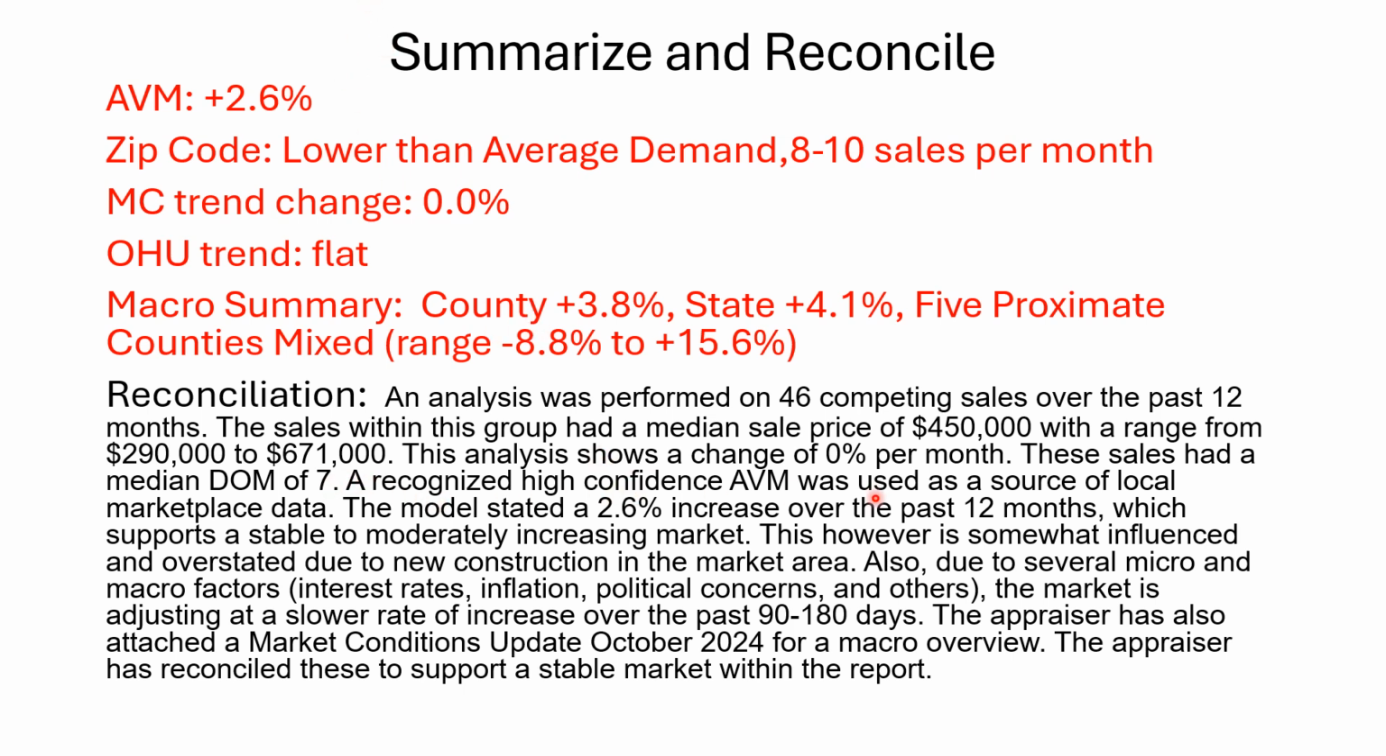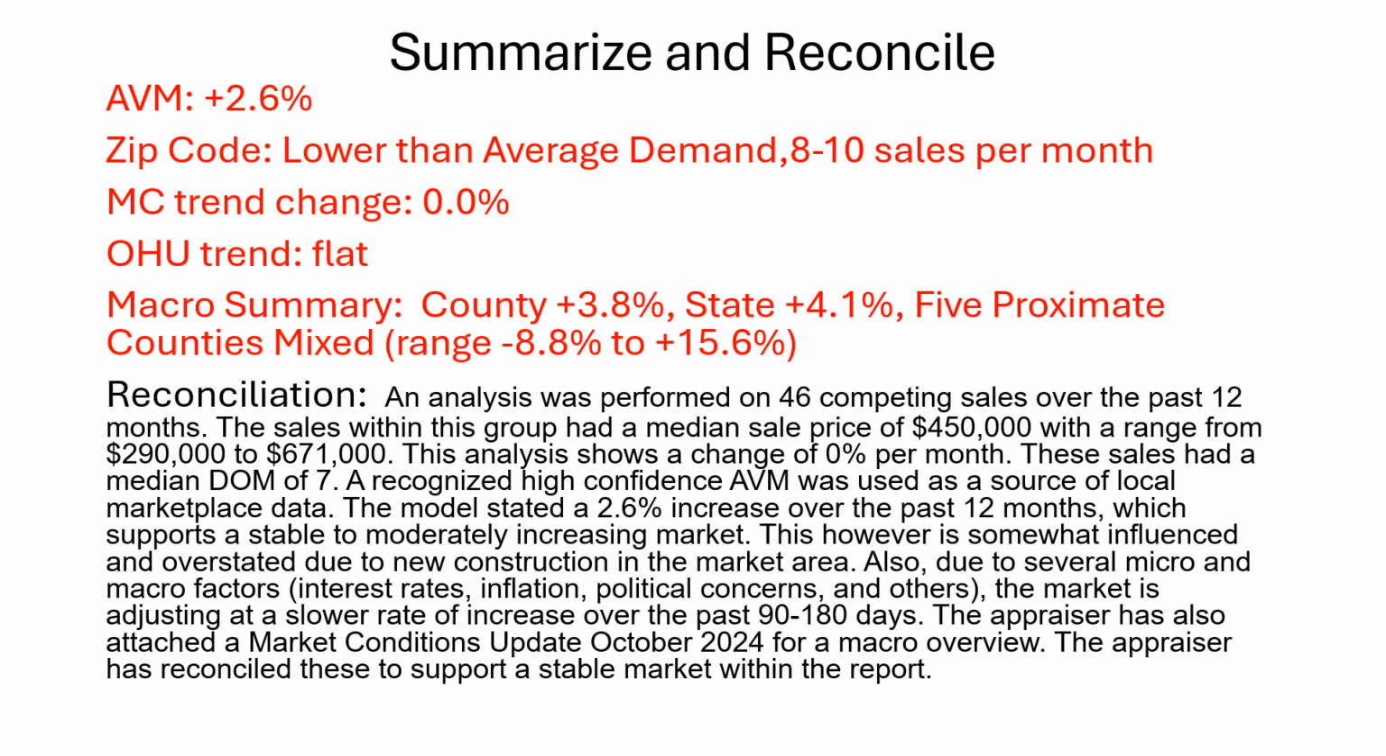We used a high confidence AVM as a source of local marketplace data, which I just shared with you. That showed a 2.6% increase over the past 12 months, which supports a stable to relatively moderately increasing market. This is influenced by new construction in the market area. So if you strip out new construction from that, actually that number is probably a little bit lower because new construction has been stronger. We've also attached the market conditions update, which I shared with you earlier. We've reconciled these to support a stable market.